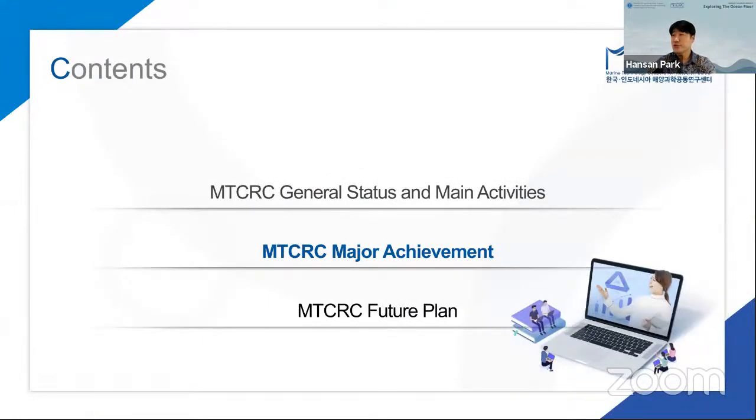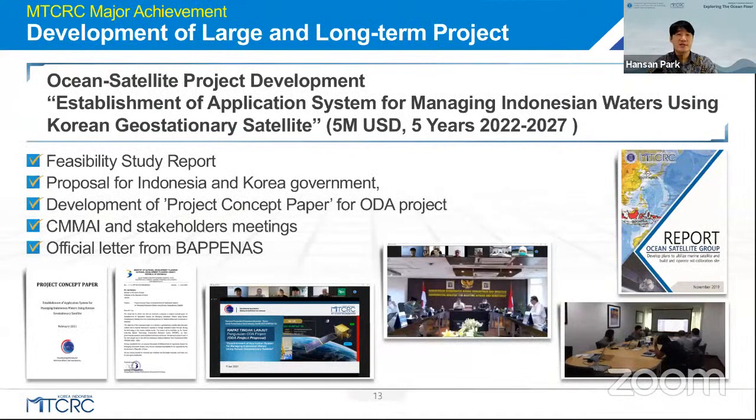And I would like to introduce a major achievement. As I already mentioned before, the Ocean Satellite project is developed. The title is Establishment of Application System for Managing Indonesia Water Using Korea Geostationary Satellite. To make this project, MTCIC conducted many feasibility studies and meetings with many stakeholders in Indonesia and Korea. Finally, we will start this project next year.